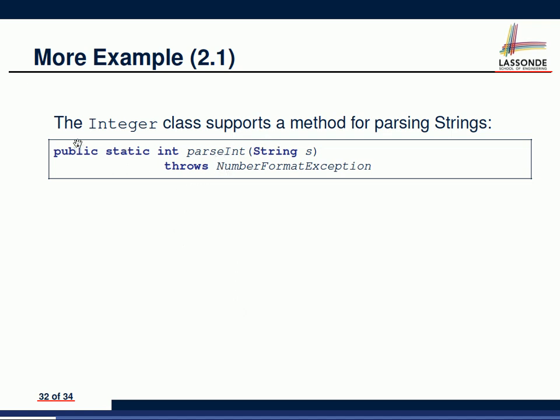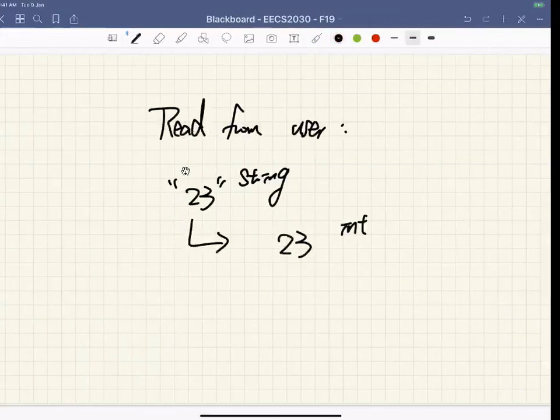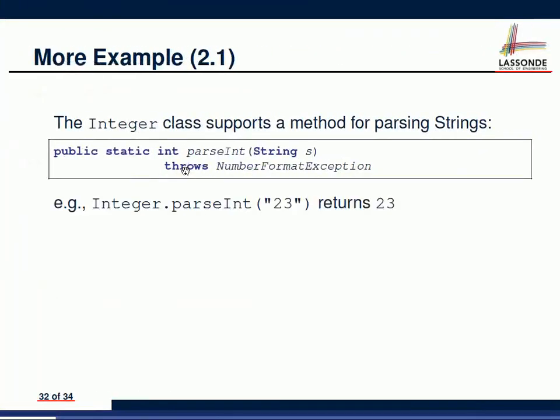The background knowledge you should get is that in the Integer class in the Java library, there is a method called parseInt. Parse means to analyze whatever string object you give as input. You try to parse it, and then return an integer. By the way, it's static, which means we don't need a context object for that. If you say Integer, the class name, dot parseInt, "23", it will return 23.